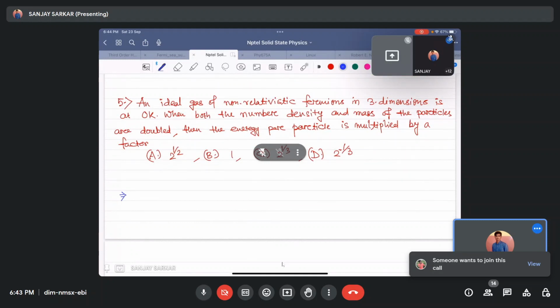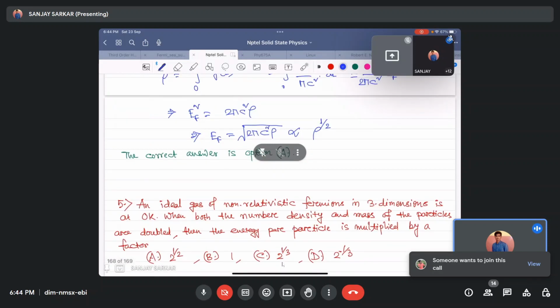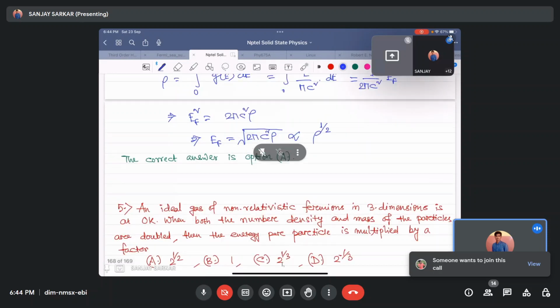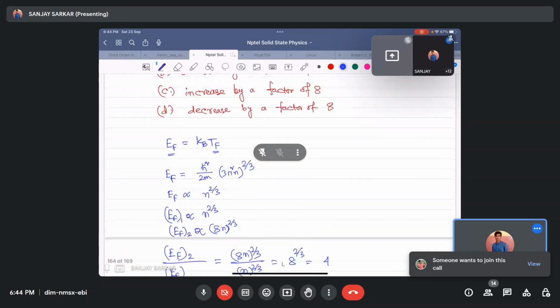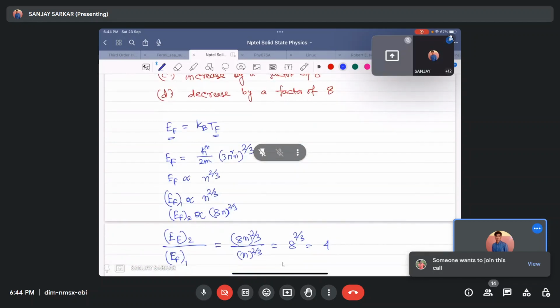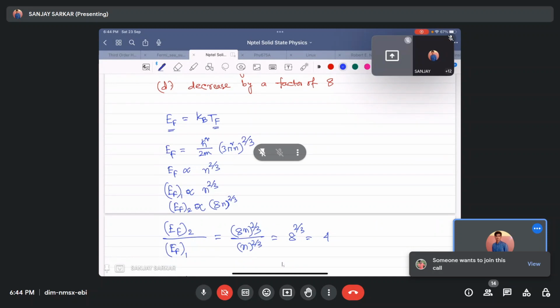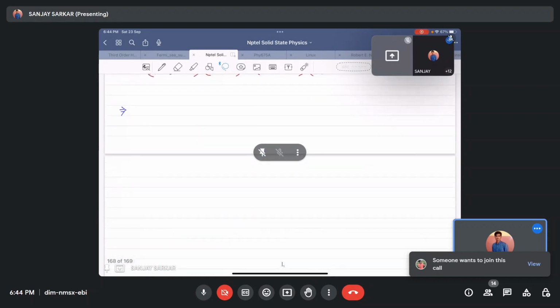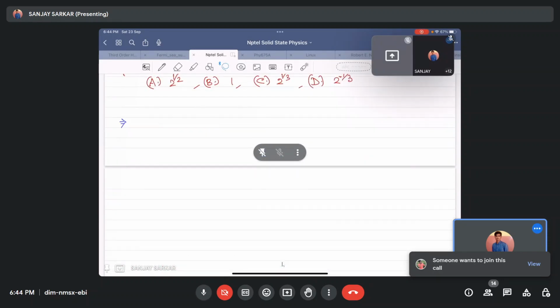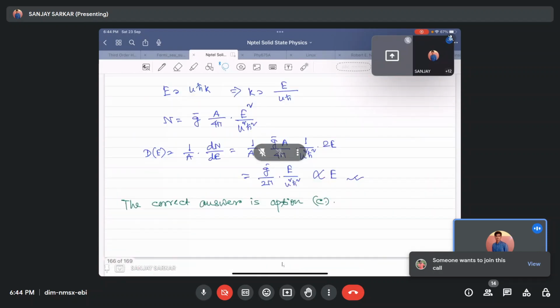So an ideal gas of non-relativistic fermions in 3 dimension is at 0 Kelvin, when both the number density and mass of the particles are doubled. So for a particle in 3D, we know that EF is related to this. Okay, so this I will copy. Let me write this down here. Sorry. Oh no, it was not copied, I guess.